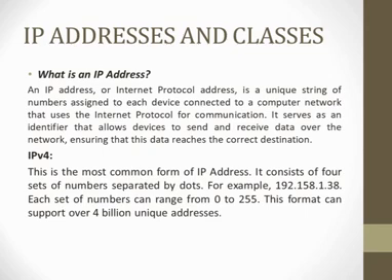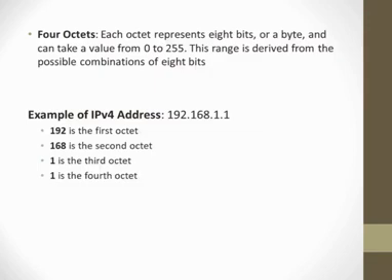It consists of 4 sets of numbers separated by dots. That means there are 4 segments, and each set of numbers can range from 0 to 255. So this format can support over 4 billion unique addresses. For octets, each octet represents 8 bits or a byte and can take a value from 0 to 255. This range is derived from the possible combinations of 8 bits.